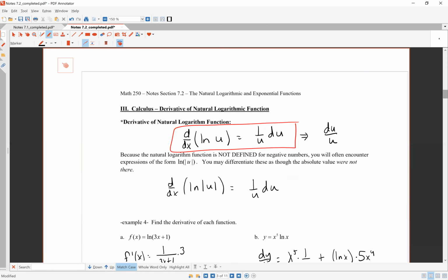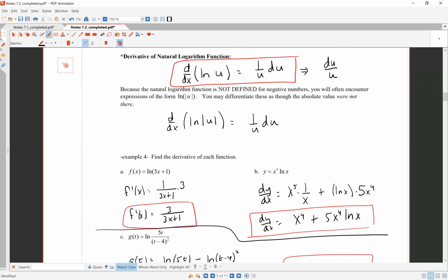Okay, so we know that the derivative of the log function, the log of x, is just the area function. And so the derivative of log of x is, by the fundamental theorem of calculus, 1 over u du. If we want to include negative numbers, we'd have to use log of the absolute value of x. But we'll just say the derivative is 1 over u. Okay, now let's find the derivative of each function here.